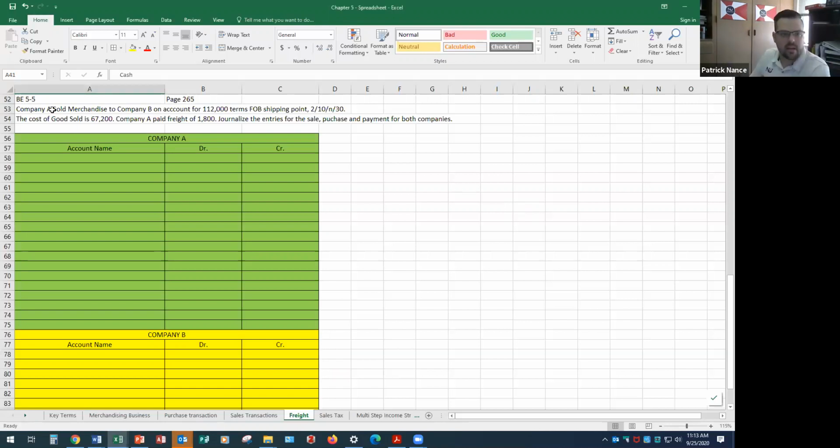Company A sold merchandise on account to Company B for $112,000, terms FOB shipping point, 2/10, net 30. So FOB shipping point and a 2% discount if they pay within 10 days, net 30. Cost of goods sold was $67,200. Company A paid freight of $1,800. Journalize the entries for the sale, purchase, and payment for both companies.